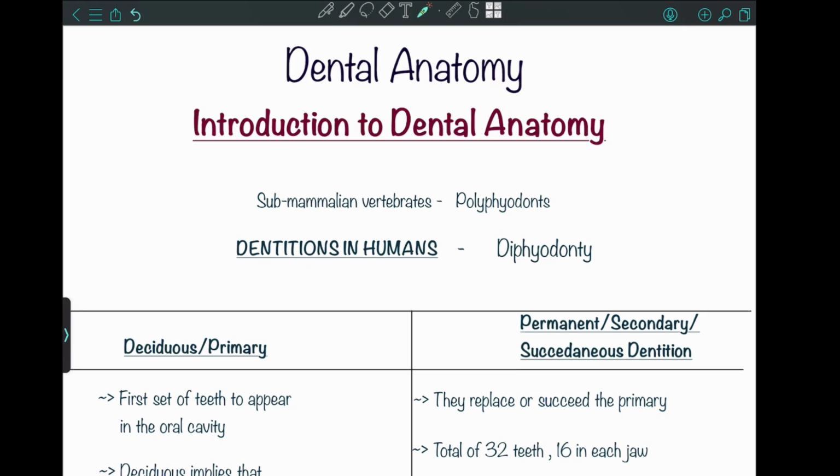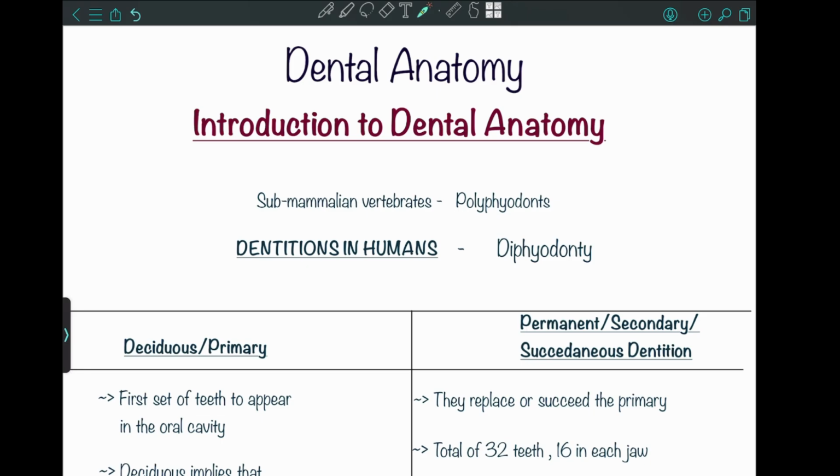The knowledge of dental anatomy, physiology and occlusion forms a firm basis for all the fields of clinical dentistry and is essential for rendering appropriate treatment to various dental problems. A brief overview of dental anatomy and the related basic terminologies we will be dealing with in one or two videos. First, we'll deal with dentitions in humans.